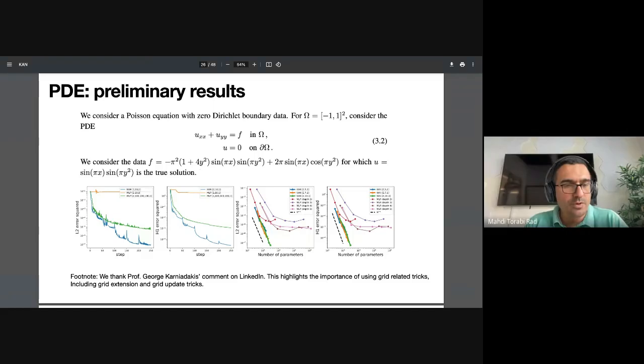Just a follow-up question on your answer. For a multi-scale problem, do you think a more sophisticated grid refinement strategy? Yes.